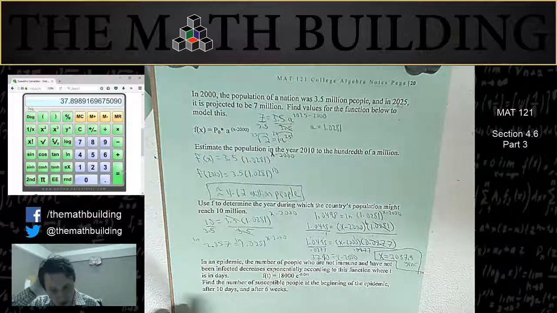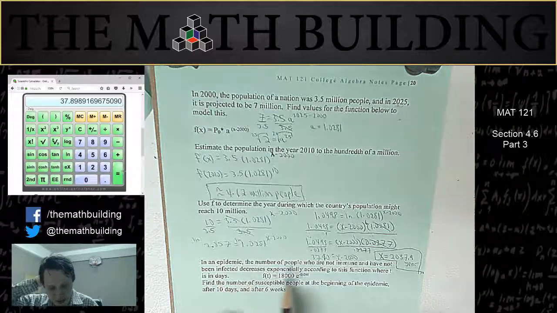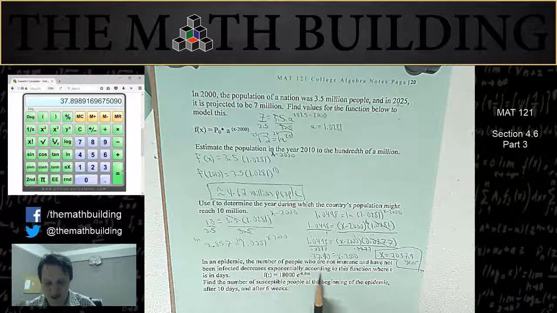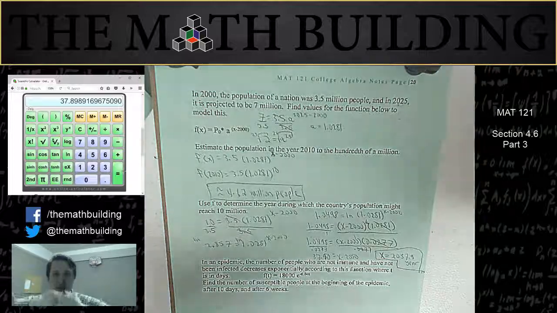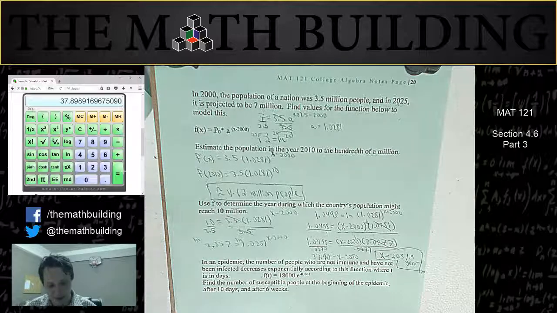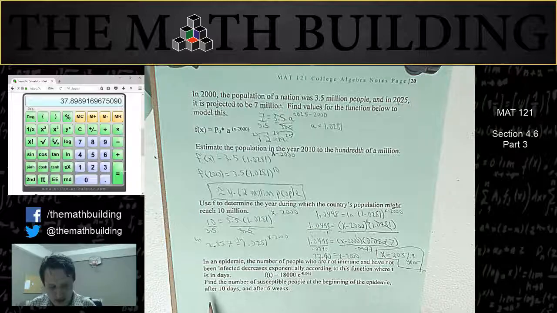All right, so let's do the next one. This is the last one. In an epidemic, the number of people who are not immune and have not been infected decreases exponentially. So you start with a healthy population, then as the infection spreads, it's continually compounding as more and more people get sick. Here's the function. Find the number of susceptible people at the beginning of the epidemic, after 10 days, and after 6 weeks.